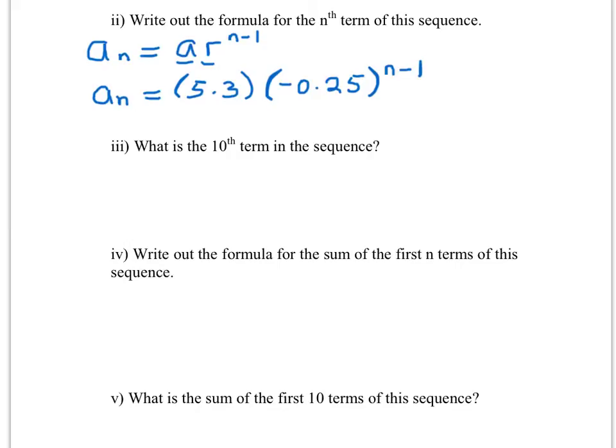Part 3 asks us to specifically find the 10th term of the sequence. So what we're going to do is we'll take this formula here that we just wrote down and we put in n equal to 10.